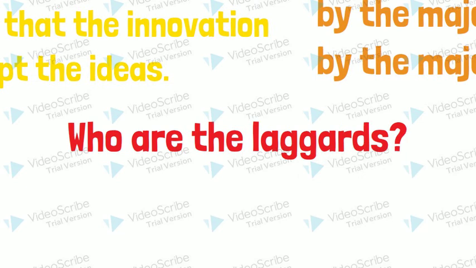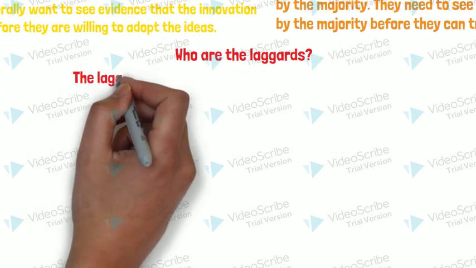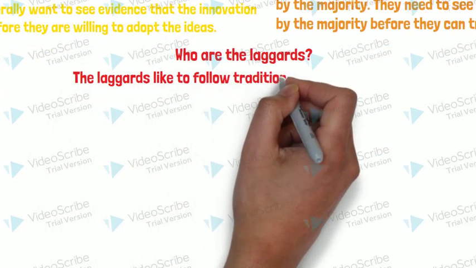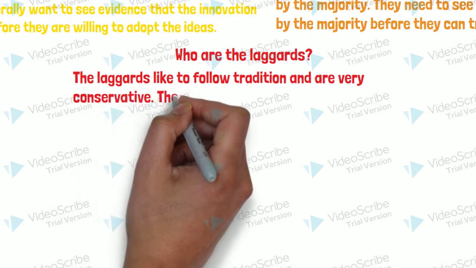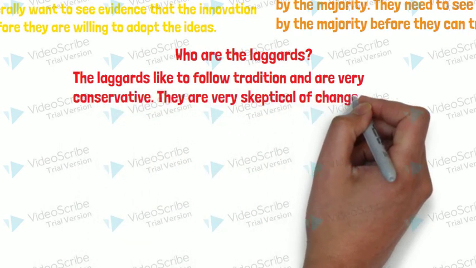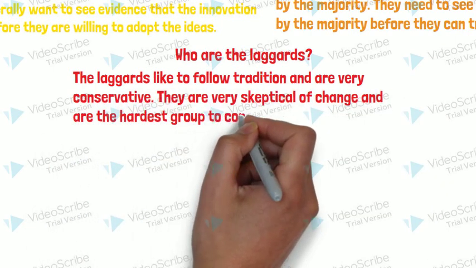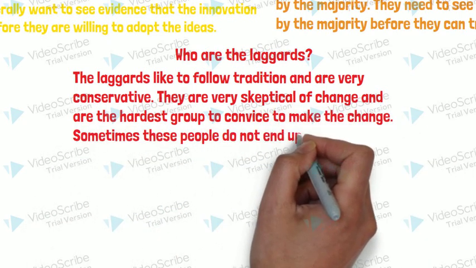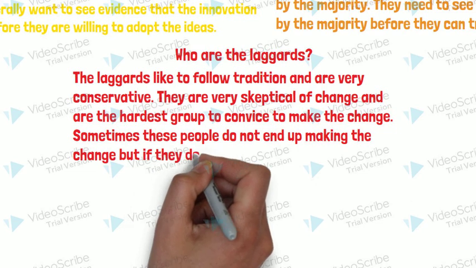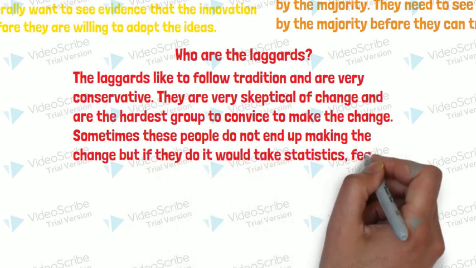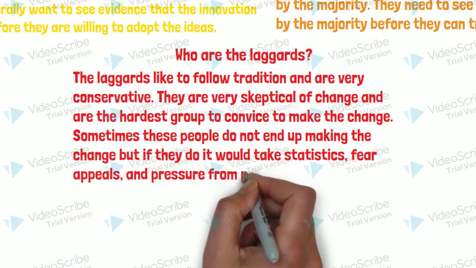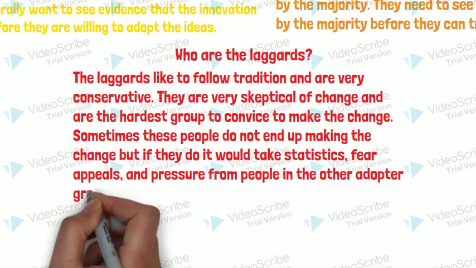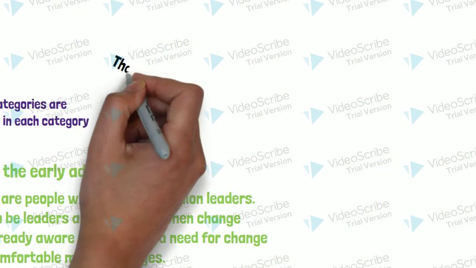Who are the laggards? The laggards like to follow tradition and are very conservative. They're very skeptical of change and are the hardest group to convince to make the change. Sometimes these people don't even end up making the change, but if they do, it would take statistics, fear appeals, and pressure from people in the other adopter groups.